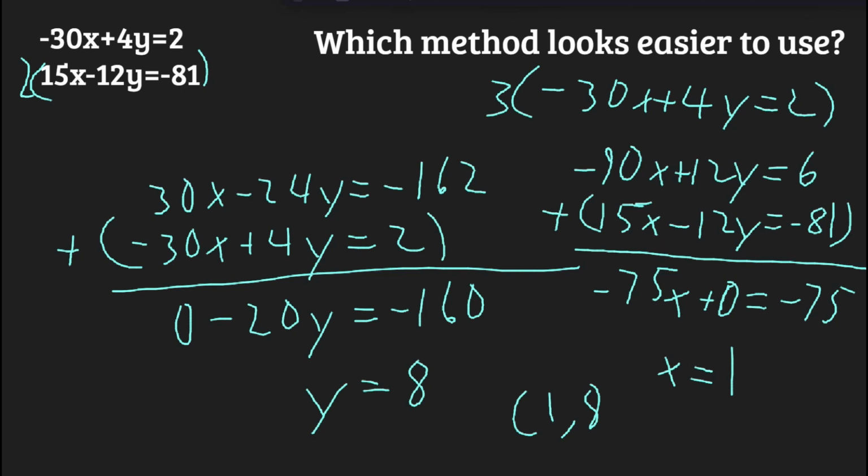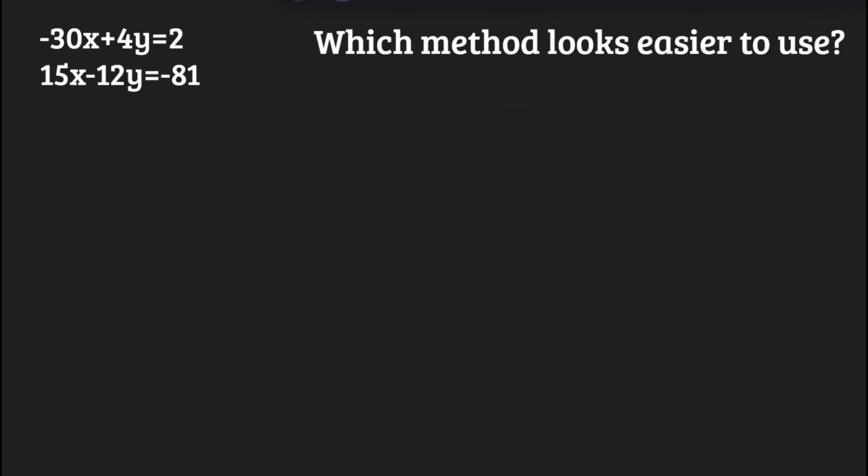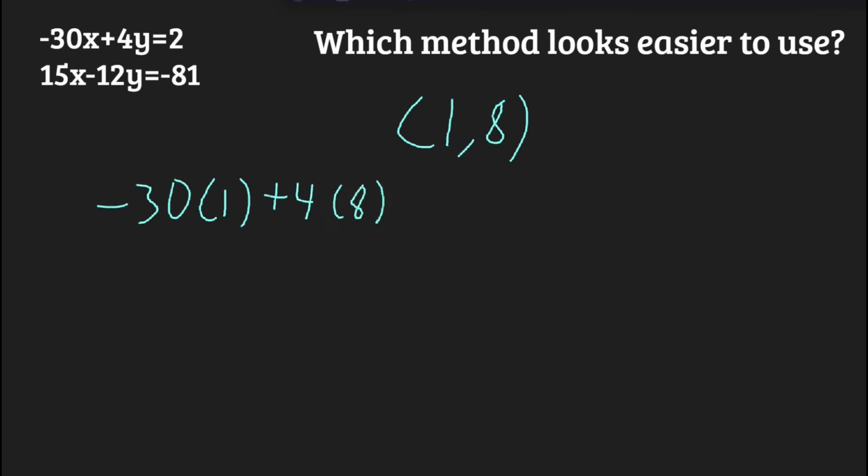And then again, I could just check these by plugging them into either equation. So let's plug in 1 and 8. So my solution here I found was 1 and 8. Let's plug it into that first equation. Negative 30 times 1 plus 4 times 8 is equal to 2. Well, that's going to be negative 30, and then 4 times 8 is 32, so negative 30 plus 32 is equal to 2, and perfect, 2 is equal to 2.